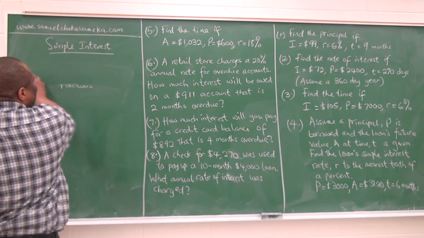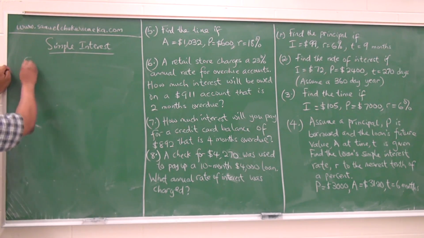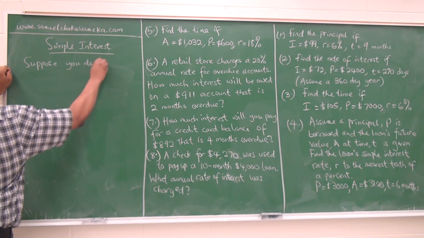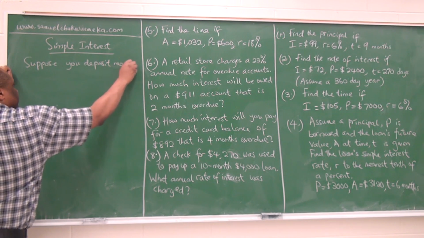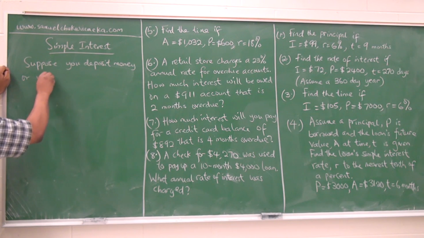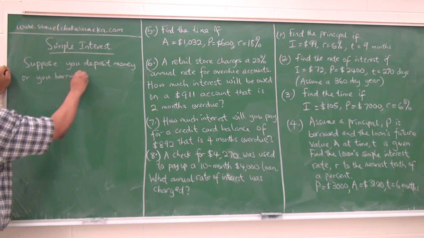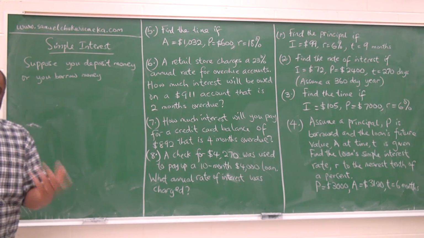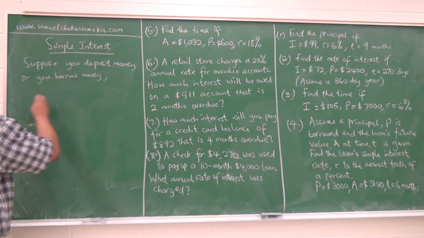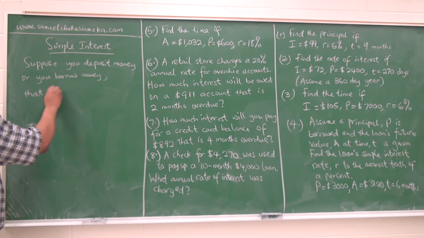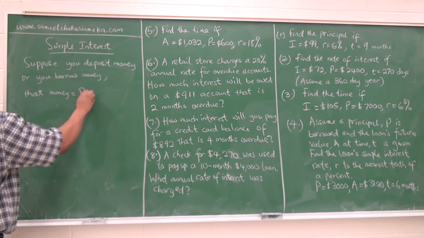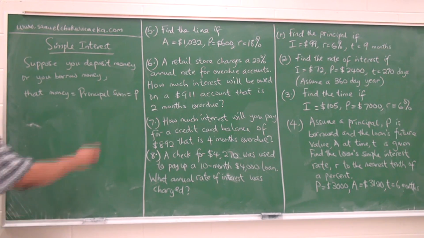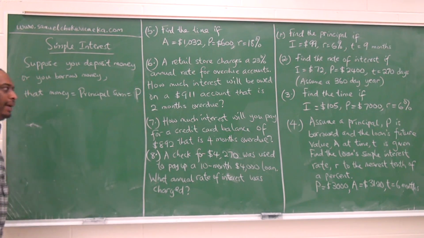So let's say now, suppose you deposit money in a bank, or you borrow money from a bank. That money is what we call the principal sum. And we call it P, uppercase P.